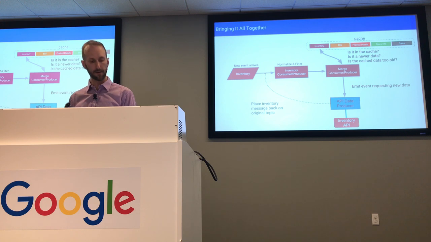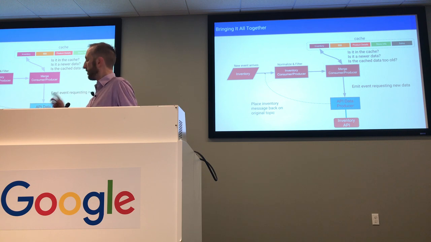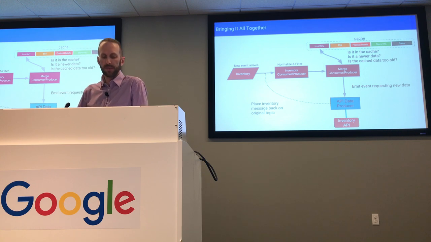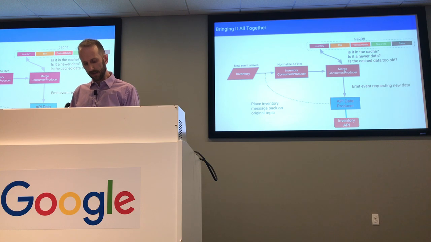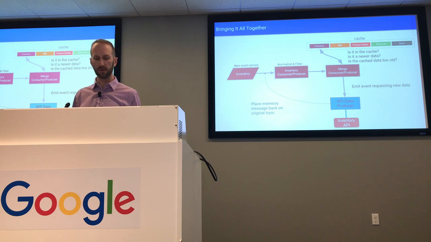So messages that are received on that merge topic get picked up by the merge consumer producer, that is a process whose job it is to fetch all of the other data from this cache. So I didn't go into this before, but we're not reading all of these pieces of information directly from Kafka topics.